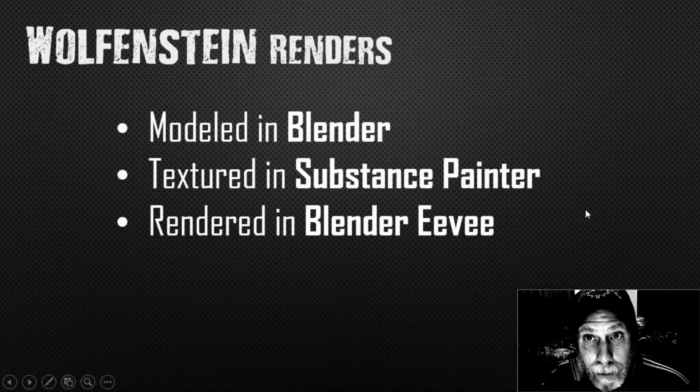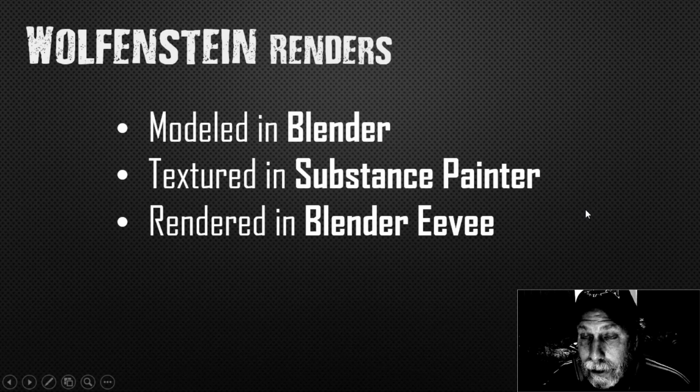Well, all good things come to an end, and it's time to wrap up this Wolfenstein series. I think this is the 12th video, so that's quite a lot of work that went into this. I started out with a reference image, something that I really liked and thought would be cool to model, and so I've done it. I modeled this all in Blender, and then I textured it in Substance Painter. And the images you're going to see, the renders, are done in Blender Eevee. And so here we go.